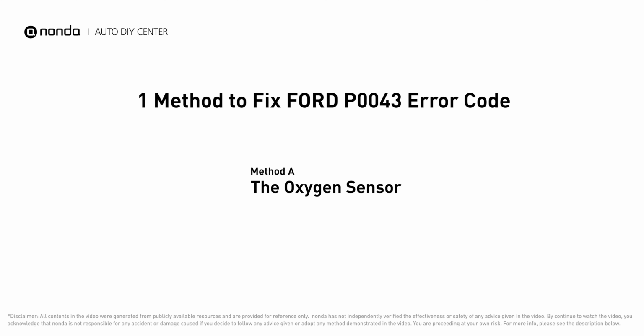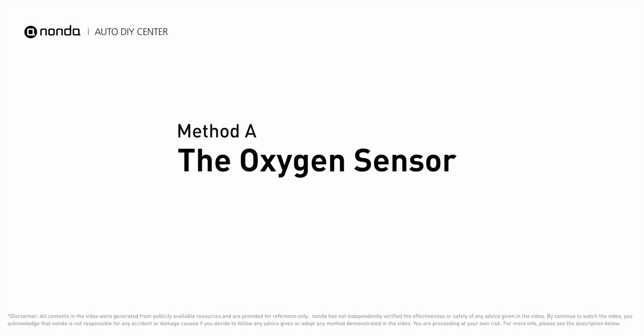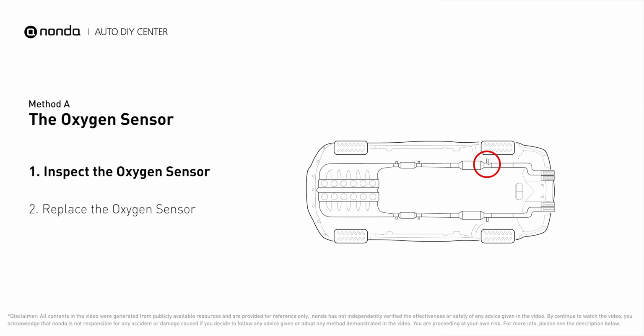Here are one of the most practical solutions to fix Ford's P0043 error code. Method A, the oxygen sensor. This oxygen sensor is located right after the catalytic converter. Bank 1 is on the side with the cylinder number 1. Sensor number 3 is downstream of the last catalyst in the exhaust system.